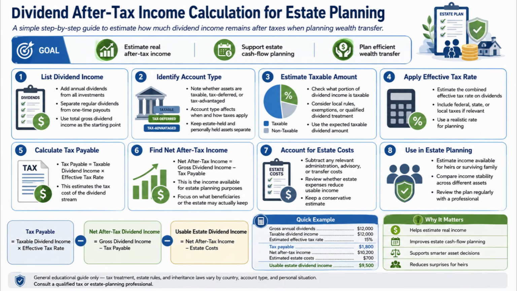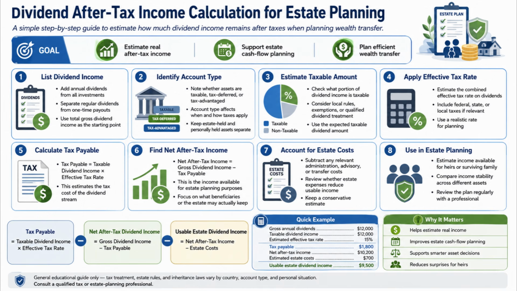After that, find the net after-tax income. This is simply the gross dividend income minus the tax payable. In other words, this is the amount that remains after taxes and is much more useful for estate planning than the gross number alone. It gives a better picture of the income the estate or beneficiaries may actually benefit from.